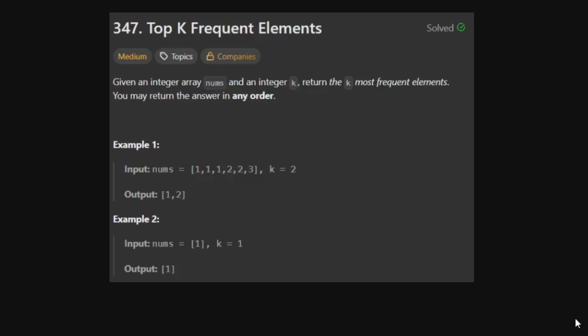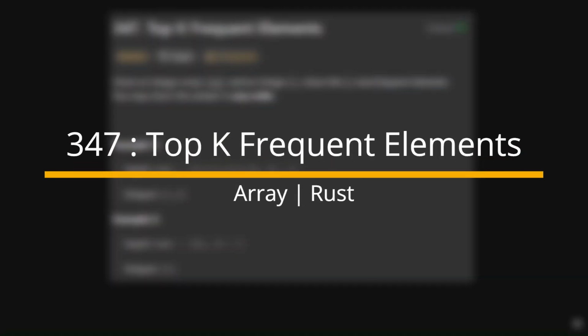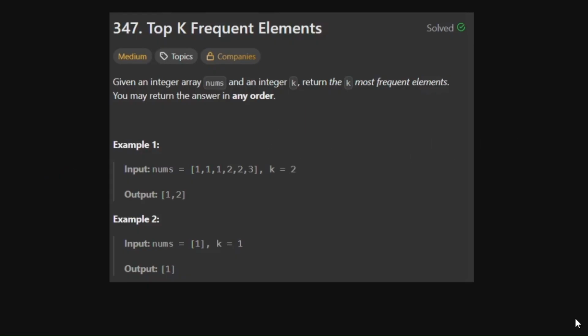Today we are continuing our array series in Rust and the problem we are solving is LeetCode 347 top k frequent elements. This is one of the most important problems in array because it teaches you how to count frequency efficiently and find the most common elements, a pattern that shows up in many interview questions.